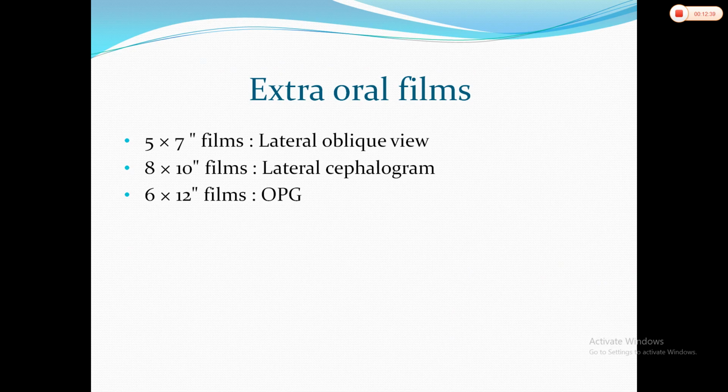Extraoral films are big films. For intraoral films, measurements are mentioned in mm, that is millimeters. For extraoral films, it is given in inches. 5 into 7 inch films are used for lateral oblique view. 8 into 10 inch films for lateral cephalogram. 16 into 12 inch films for orthopantomograph.